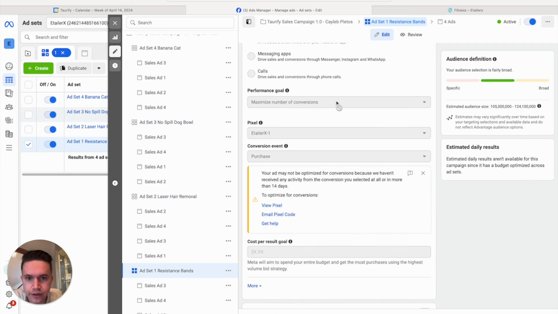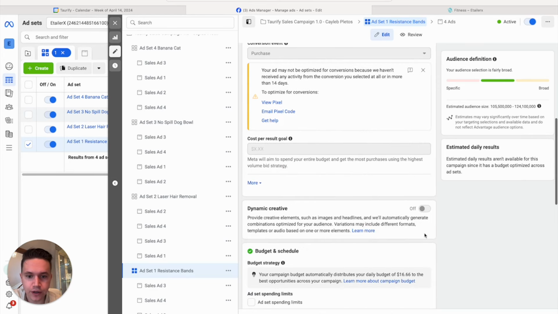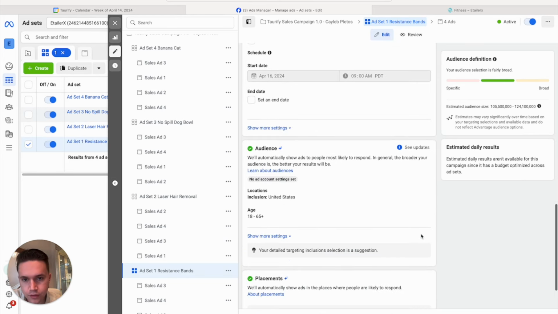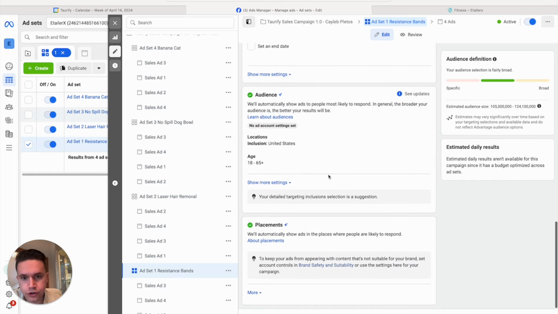We are tracking everything with a pixel. This is a Shopify website. Their pixel integration works really, really well. If you're running a store like this, Shopify is probably going to be your best bet. The ads just launched earlier this morning.